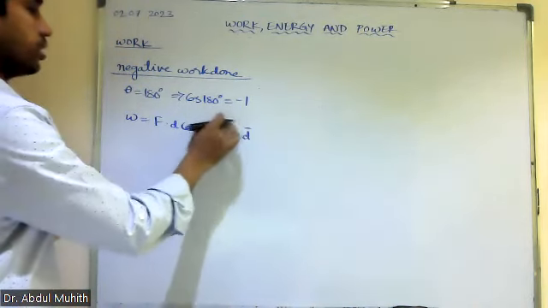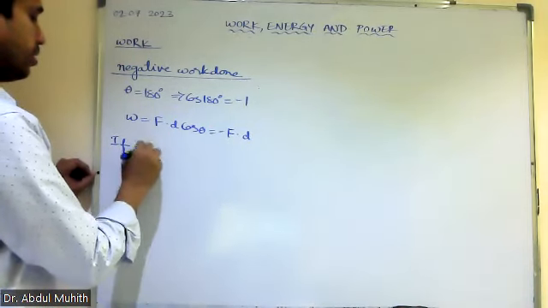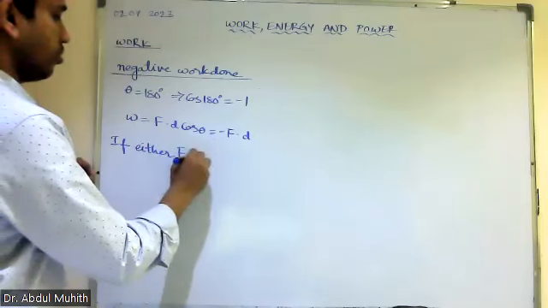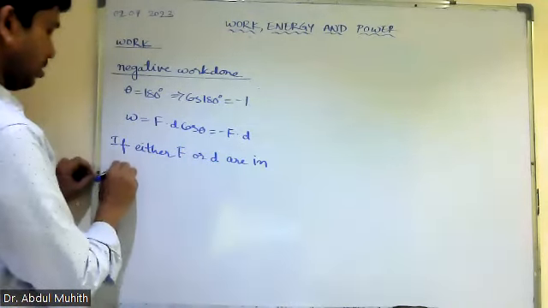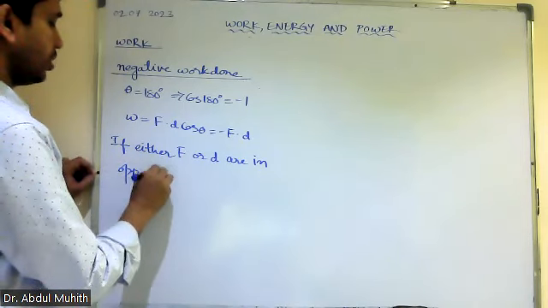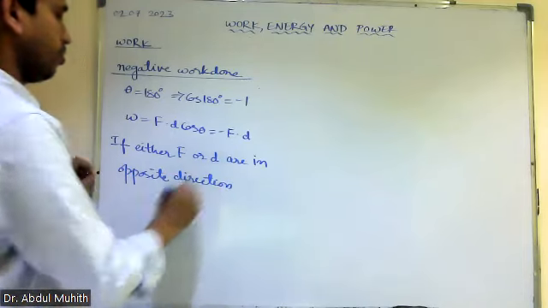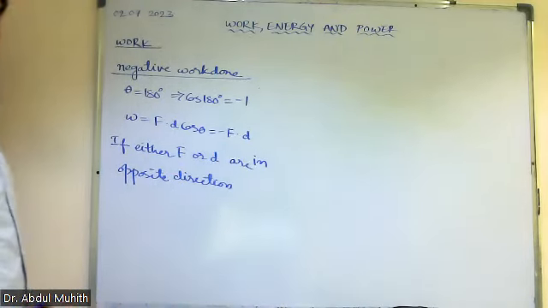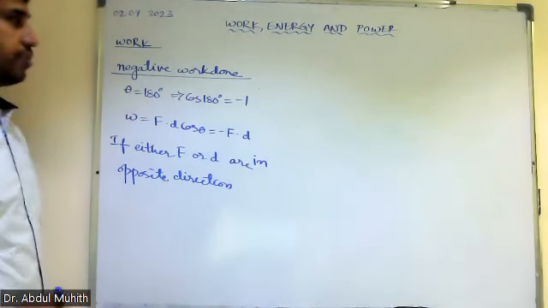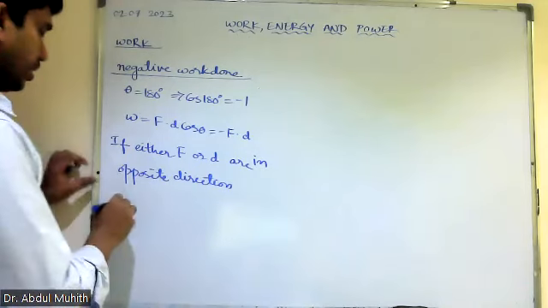So in this case, what happens? If either force or displacement are in opposite direction, if either F or D are in opposite direction, so anyone, if it is in opposite direction, what happens? The work done is a negative work done. Next is zero work done.